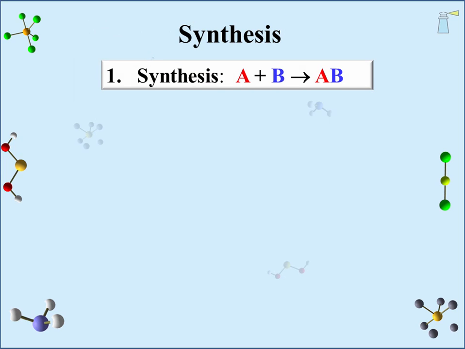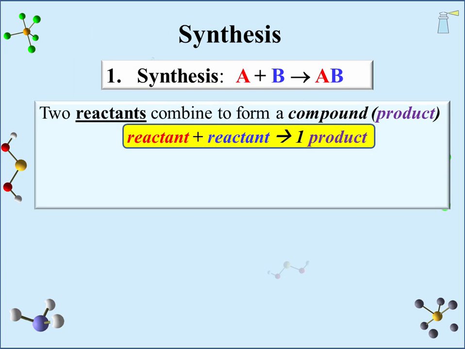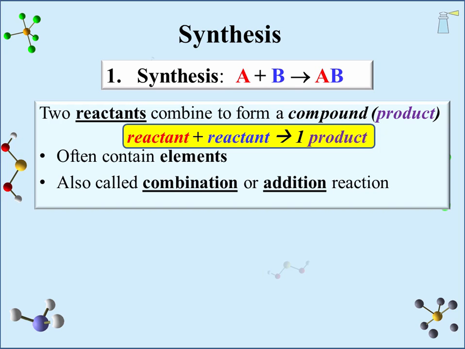Chemical A reacts with chemical B to form chemical AB. Using the terminology of the chemical equation, 2 reactants combine to form a single compound, which is known as the product. While the terms chemical and compound are frequently used in describing this reaction, it will also contain elements. As mentioned, this reaction goes by other names, including combination or addition reaction. All 3 names reflect the nature of the reaction. A couple smaller chemicals combine or add to synthesize a new larger compound.